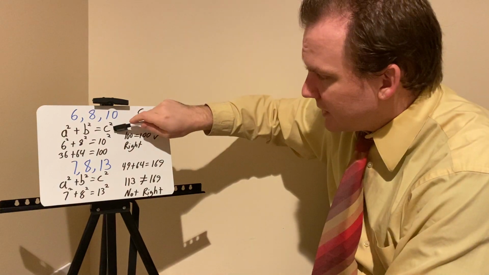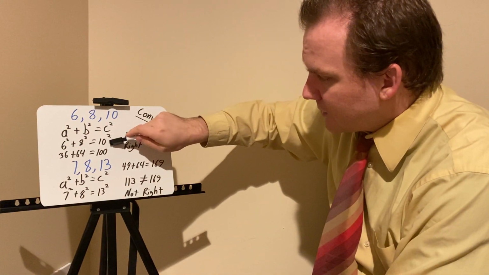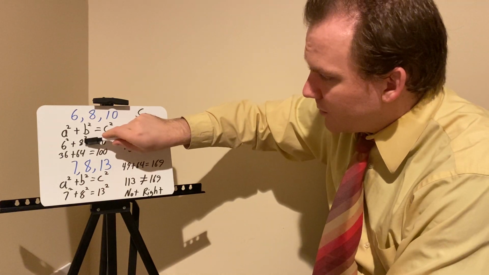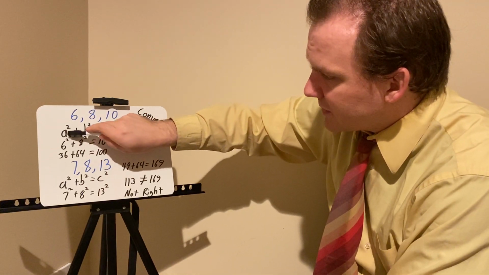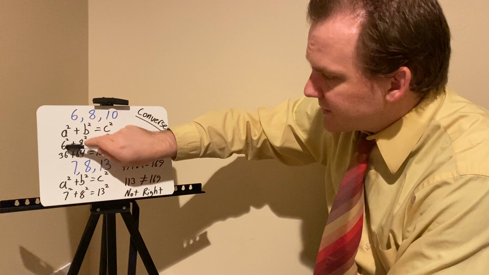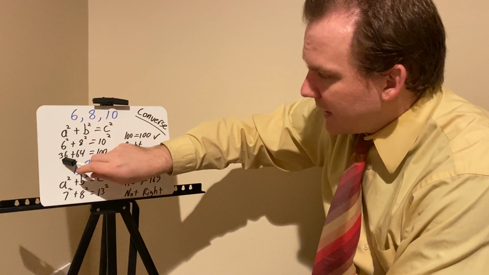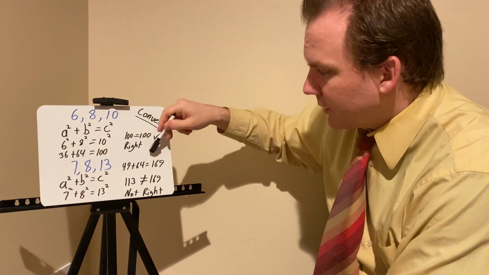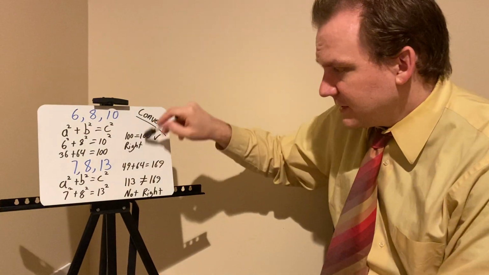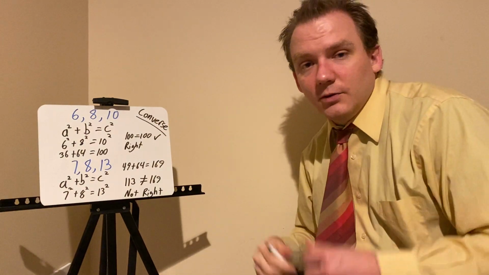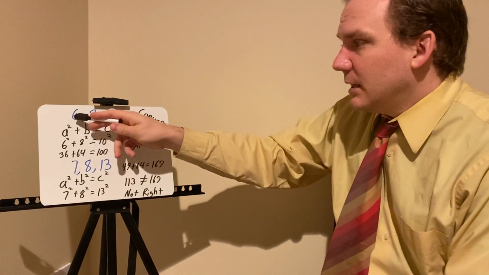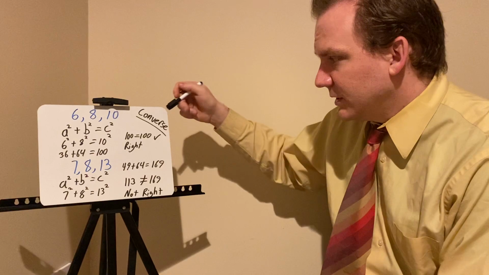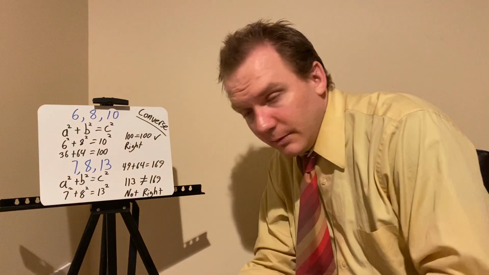So I substitute in 10 for C, and 10 squared is 100. I substitute in 8 for B, 8 squared is 64, and I substitute in 6 for A, and 6 squared is 36. When I add 36 and 64, that equals 100, which is equal to 100. So not only is this answer right, but it's also a right triangle. So a triangle with side lengths of 6, 8, and 10 would be a right triangle, as we proved using the converse of the Pythagorean theorem.